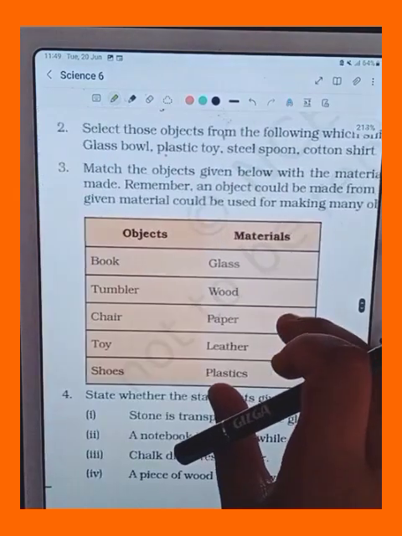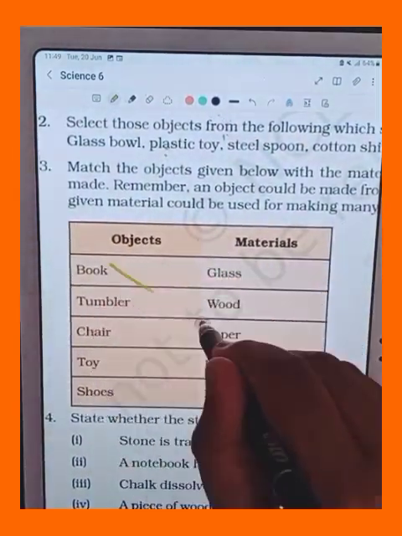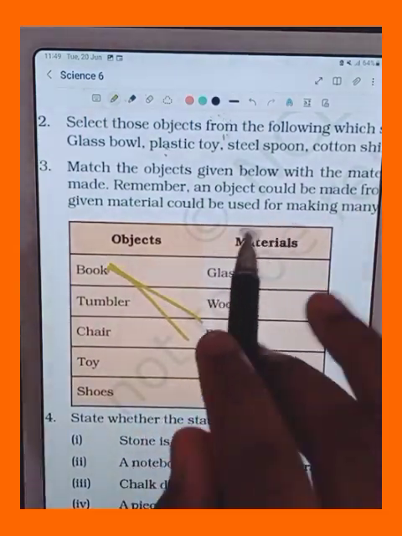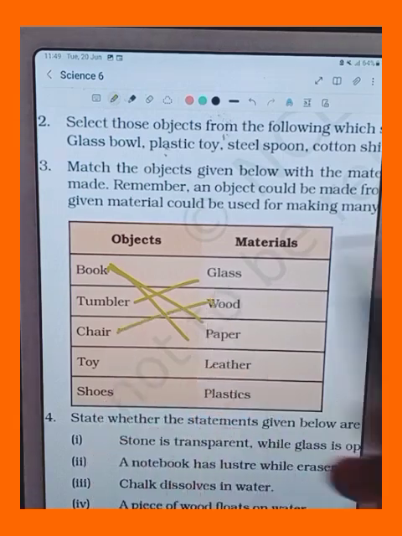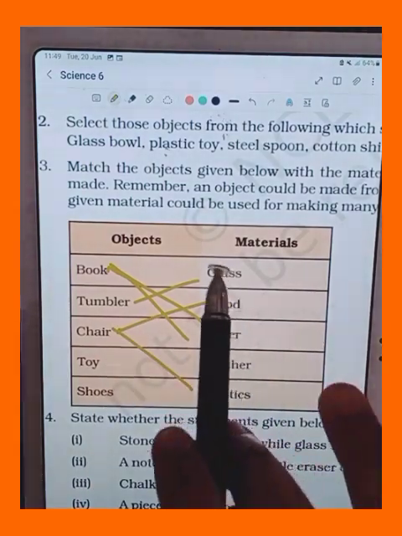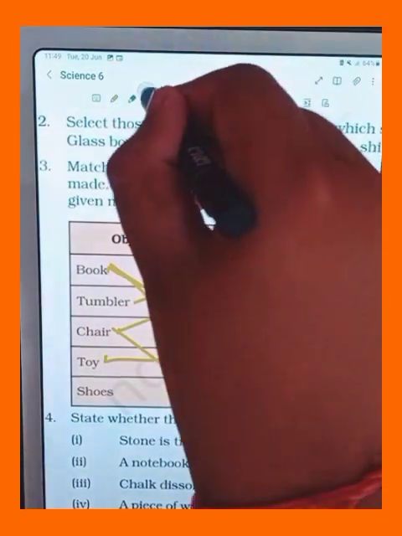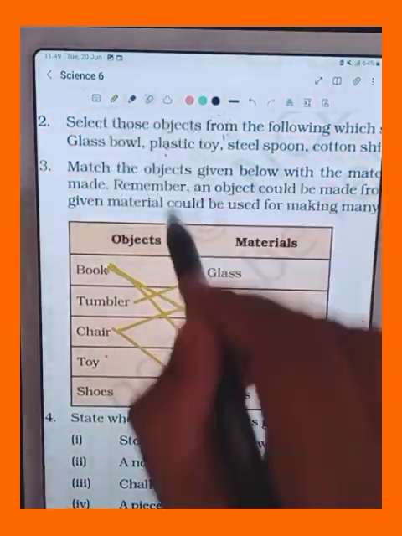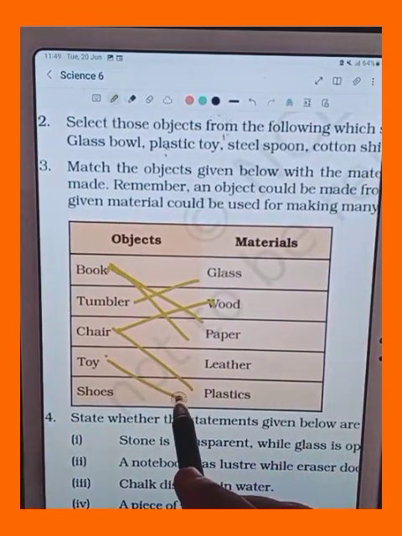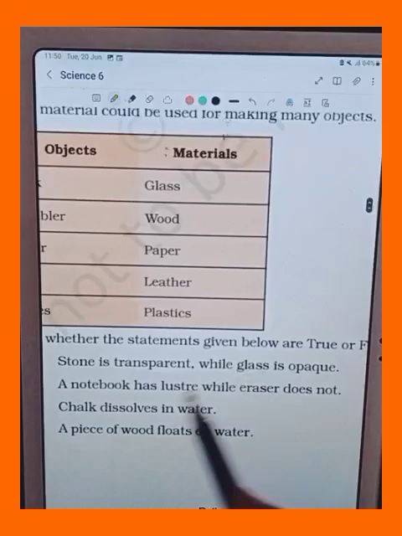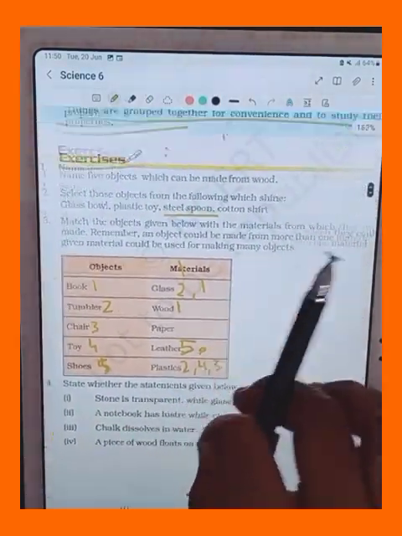Yes, so I will start it again. Yes, I will just match it. Wood, paper, tumbler, glass, match it. Chair from wood, plastics, okay. Toys, not leather. Toys can be made from plastics, okay. Plastics also made, and from shoes, leather is made. From shoes, leather, okay. So I have just numbered it.